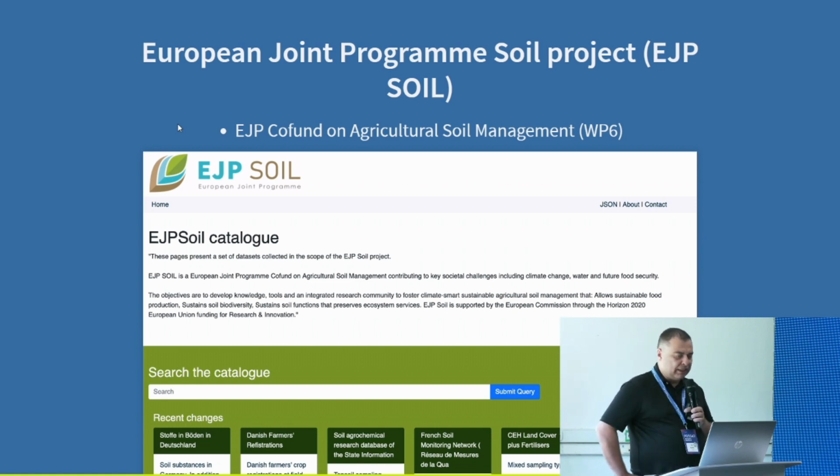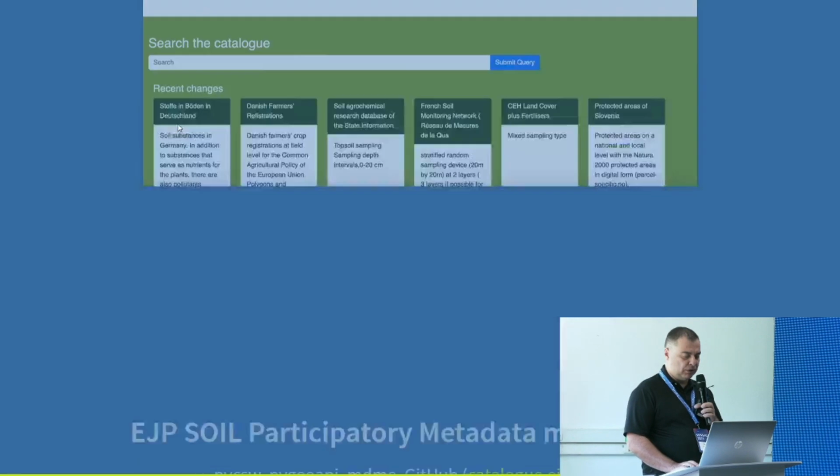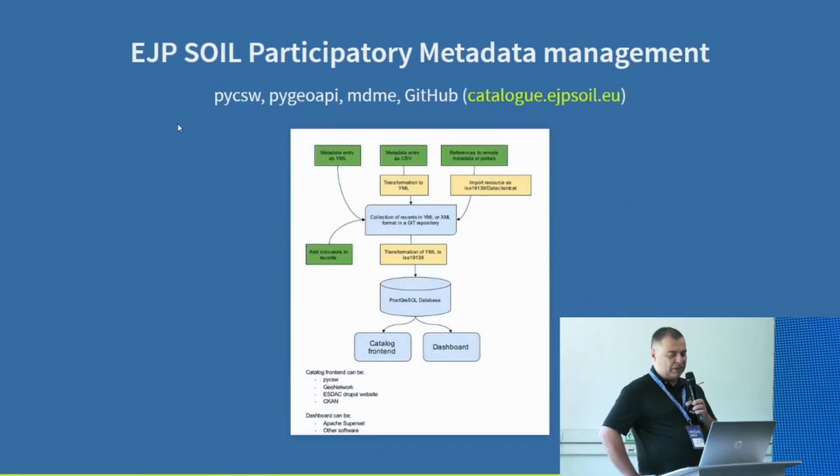I also wanted to highlight EJP SOIL, from Paul van Genuchten and Lewis's organization. This is a joint program on agriculture, a co-fund on agricultural soil management. And what they've done is put together a catalog with participatory metadata management, which uses pycsw and a number of other tools. So it's really neat how they put this together.